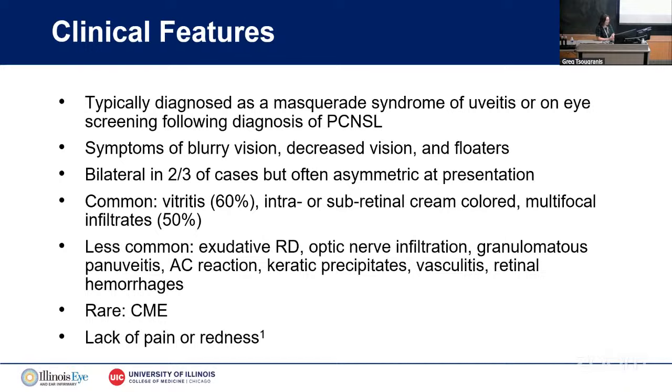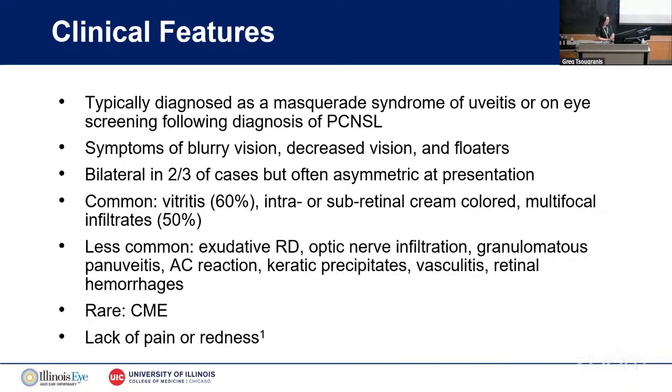Typically, this presents as a masquerade syndrome of uveitis, or on eye screening following a diagnosis of primary CNS lymphoma. Patients describe blurry vision, decreased vision, or floaters. It's typically bilateral on presentation in about two-thirds of cases, though it's often asymmetric. The common signs include vitritis and these intra- and subretinal cream-colored multifocal infiltrates.